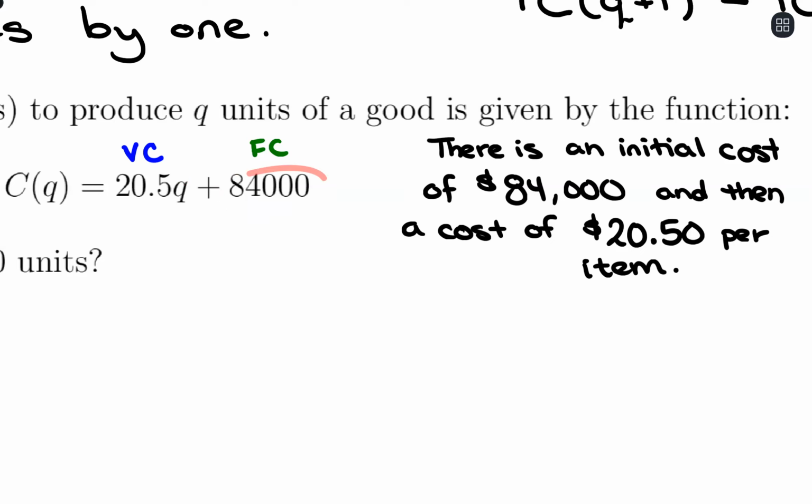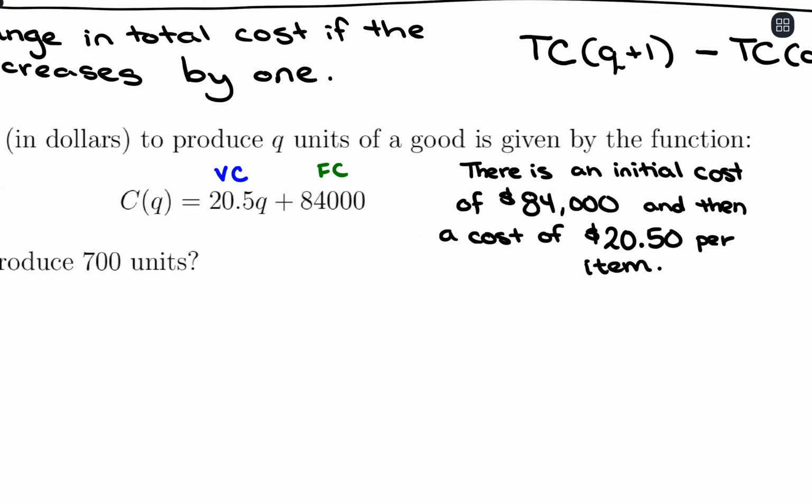The 84,000 is describing this like it could be just running the plant or salary or things that are going to be incurred no matter what. And then depending on how many items they make that day or that week, depending on how this function works, $20.50 per item. So that's part of the production of the good.